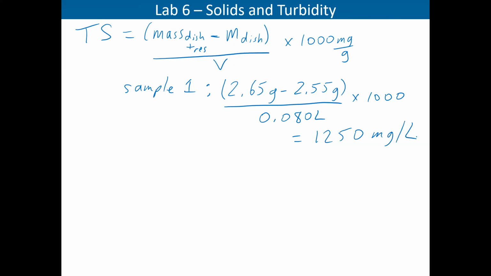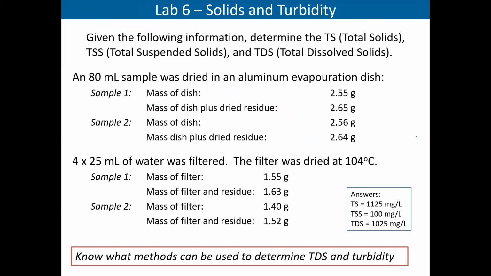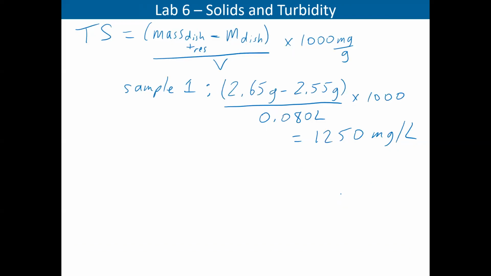I'm not going to do sample 2, but you have to do sample 2 as well, and you have to find an average. I think I had the answers on the previous slide. Let me just take a peek here. My average for total solids is going to be 1,125. I'll come back to that number in a minute.